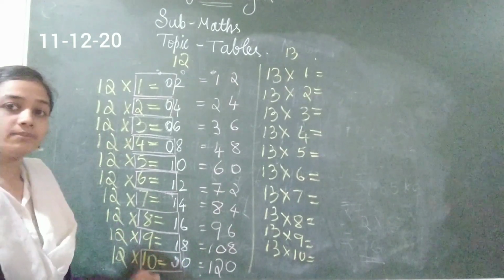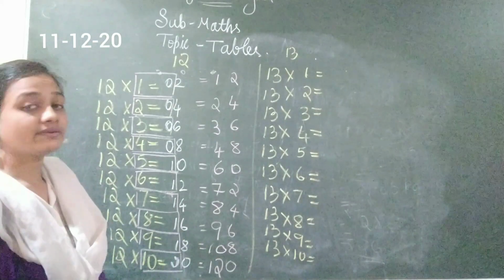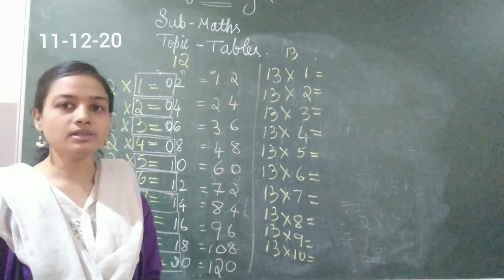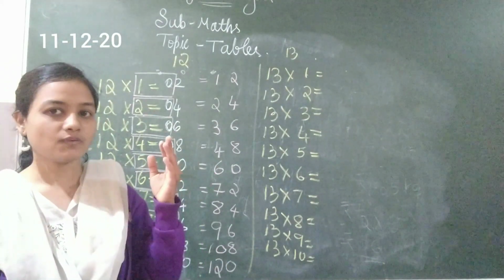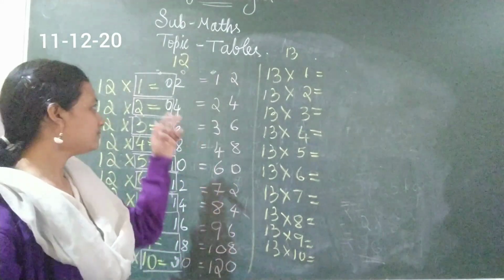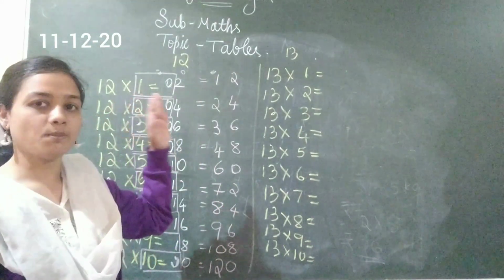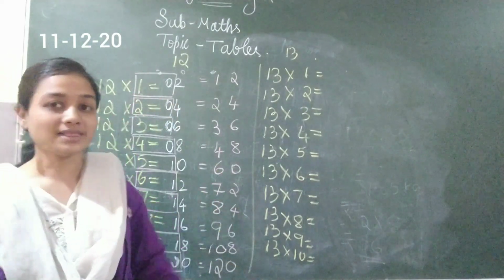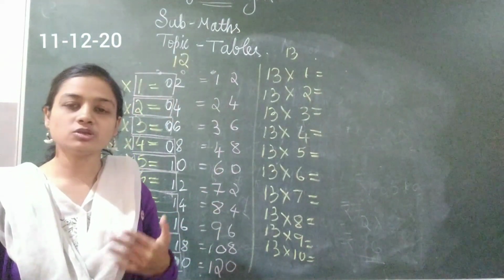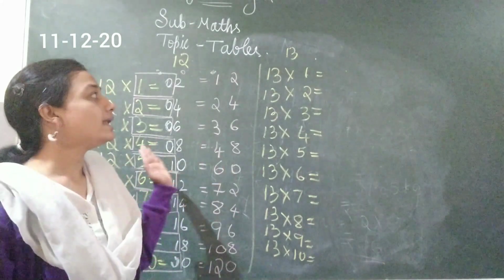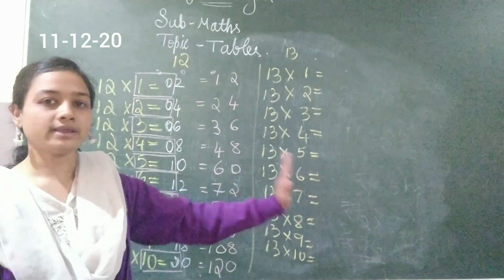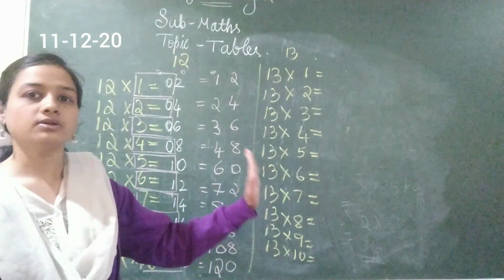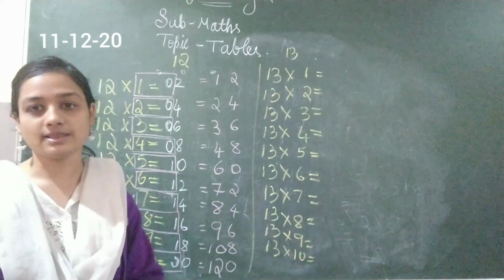So how do you remember it in your mind? Whenever you want to say the 12 table, you remember the ones place from the 2 table, and for the tens place, you just calculate in your mind with the numbers here. Okay children, so practice that mental calculation, you will find it easy. And for all tables from 12 to 20 we follow the same method. So let me show you the 13 table.